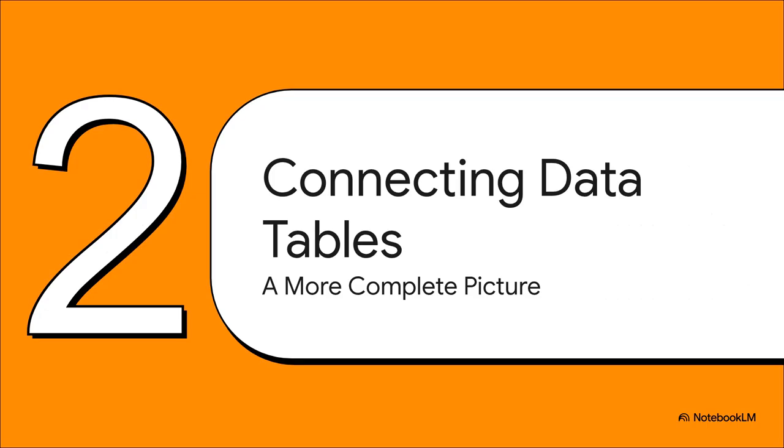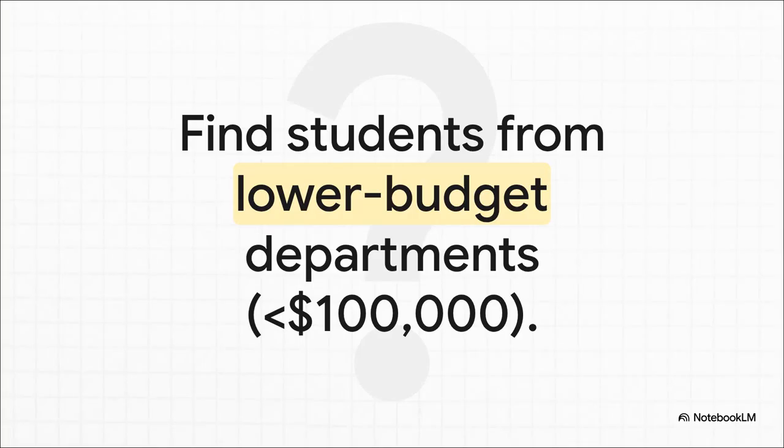But what happens when the answer isn't all neatly tucked away in one place? What if part of your question is in one data table and the other part is in a totally different one? Well, this is where SQL gets really, really powerful. All right, we've got a new challenge from the dean. Now he wants a list of students, but the condition? It's based on their department's budget. The problem is student names are in one table, and all the department budgets are in a completely separate table. We've got to link them together.